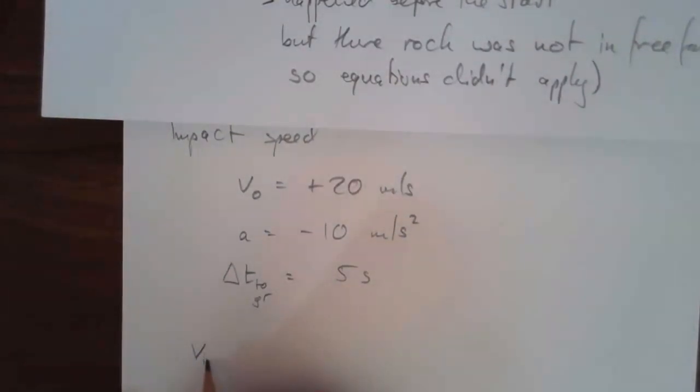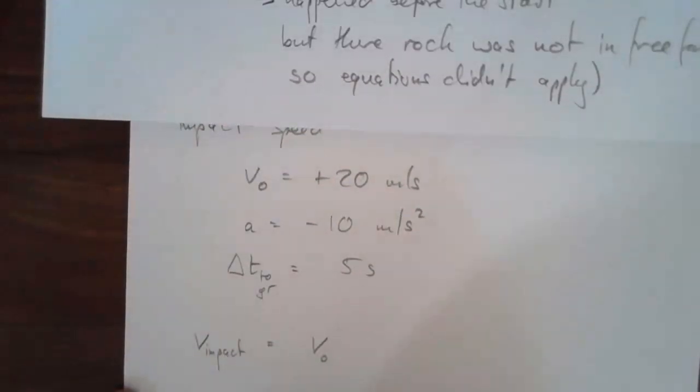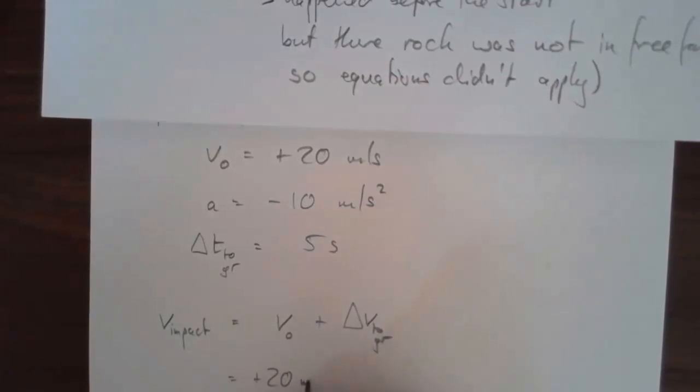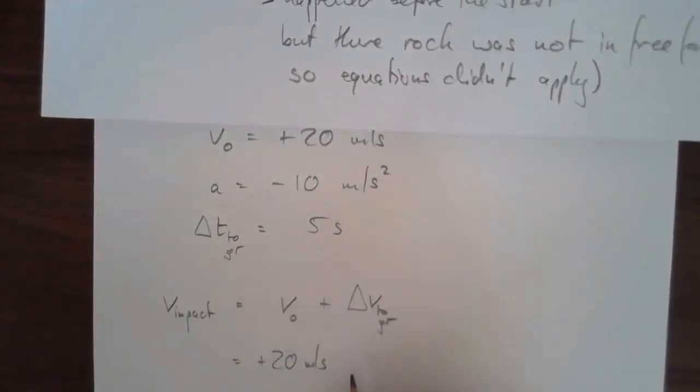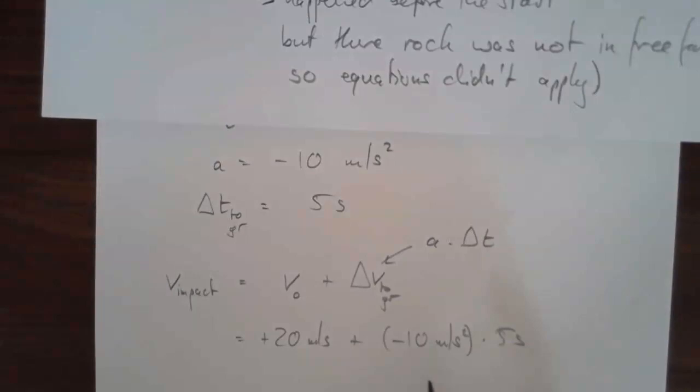Those allow us to find the change in the velocity. So we have v impact, the velocity it has when it hits the ground, which is the initial velocity plus the change in velocity. That's what change in velocity means, right? The change from the start to the ground. If the velocity changes by a certain amount, we add that to the initial velocity, and that gives us the velocity at the end, by definition. So this is going to be plus 20 meters per second, and be careful with your signs here. And then the change is equal to a times delta t. So a is minus 10 meters per second squared times 5 seconds. So that's minus 50. That comes to minus 30 meters per second.